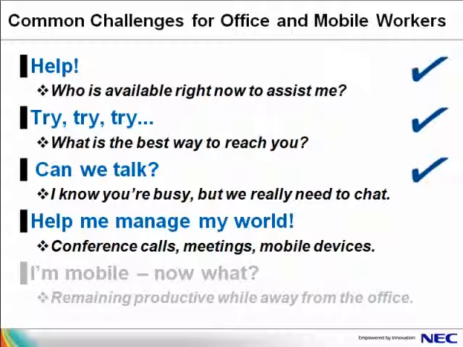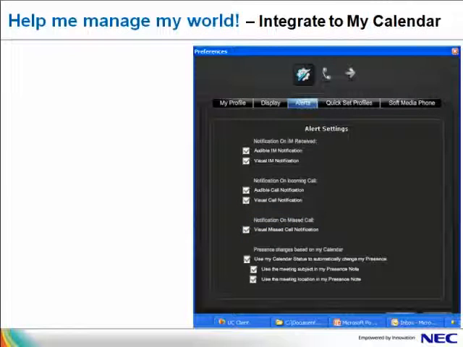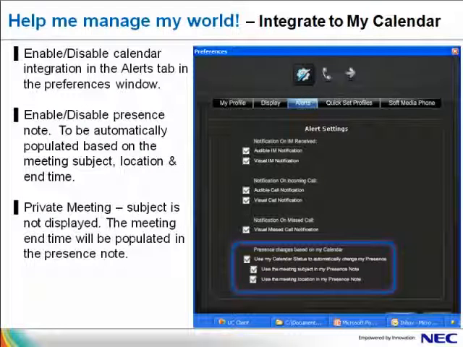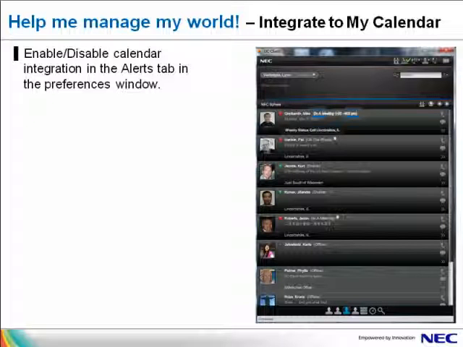Let's take a look. The UC client can integrate with your Exchange calendar. When your calendar shows you're in a meeting, this information is passed as part of your presence profile. As a user, you can configure what people see. Private meetings will show as in a meeting, but without any information. There are several things you can control.